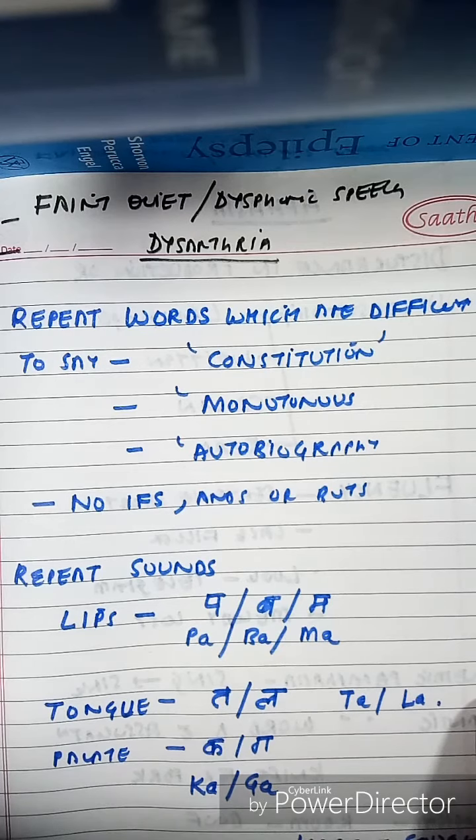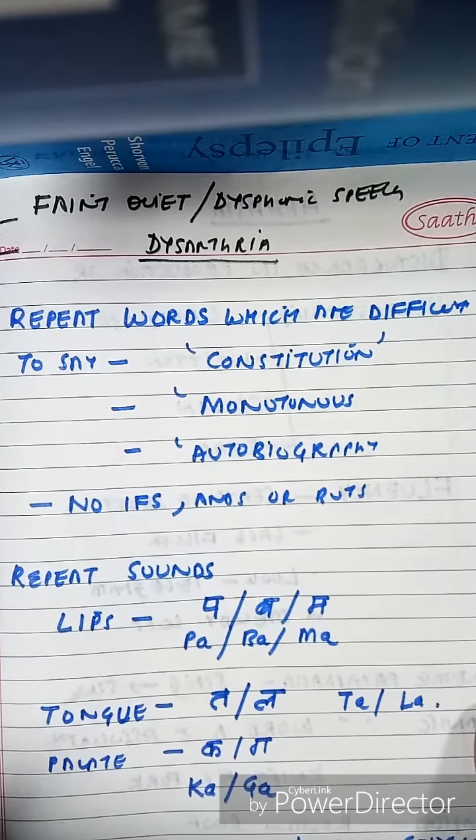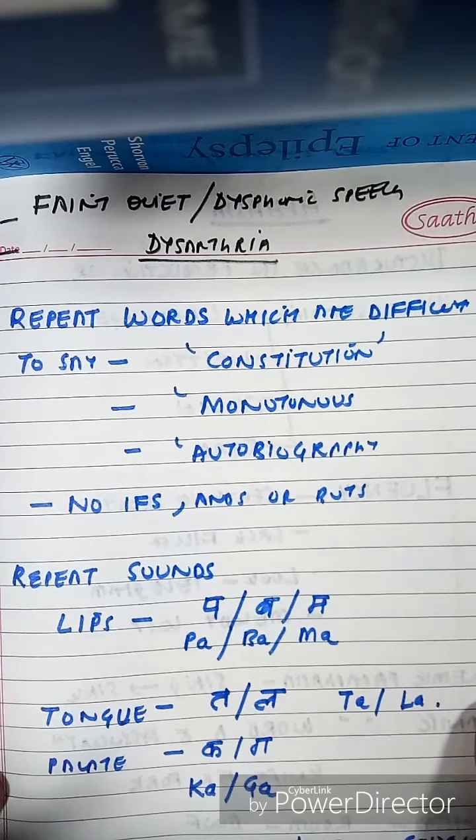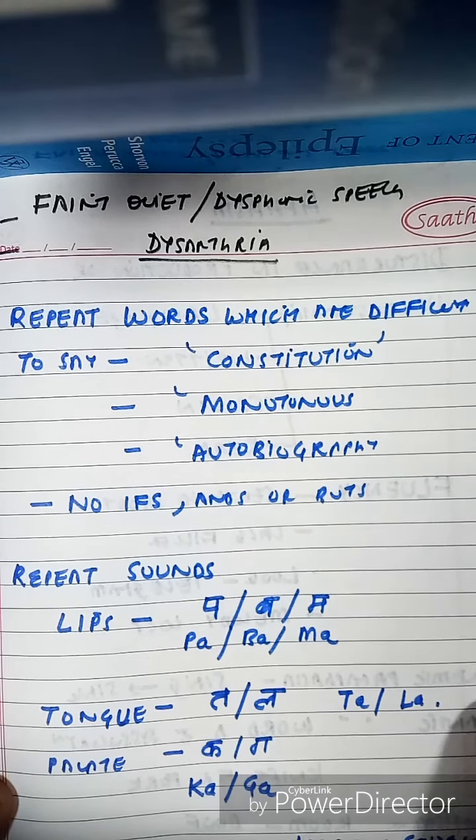After giving the words, you can also ask him to repeat some sounds. Sounds which use the lips, like p, b, m. Then you can ask sounds which use the tongue, like t, l. Then palatal sounds, letters like k, g. And then you can ask the patient to cough.